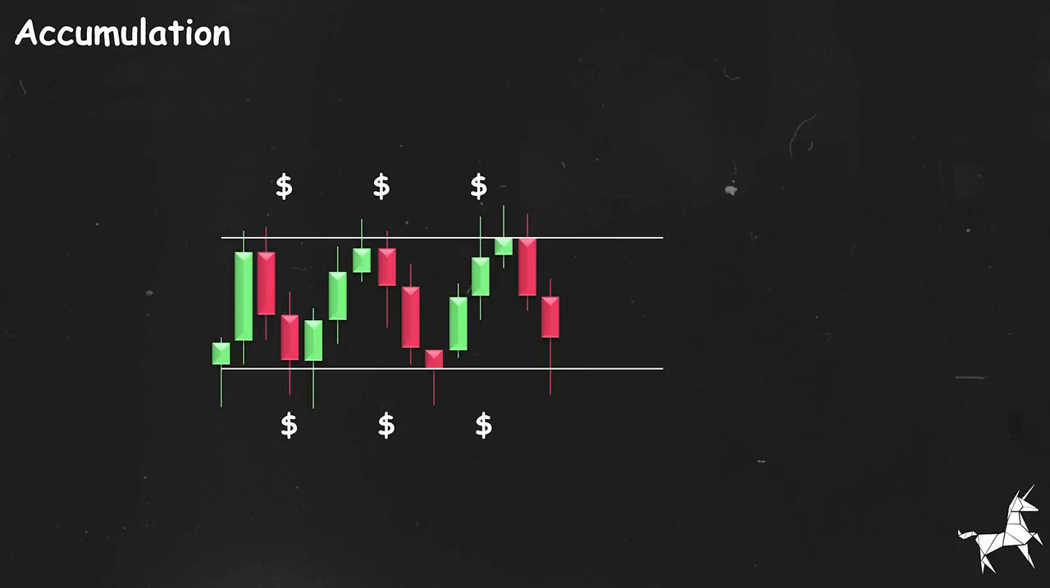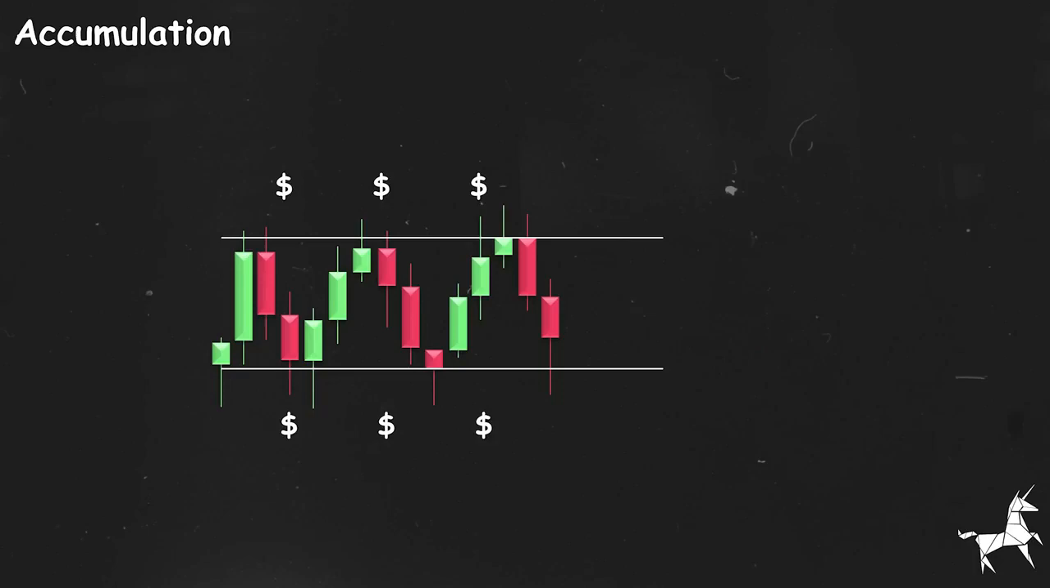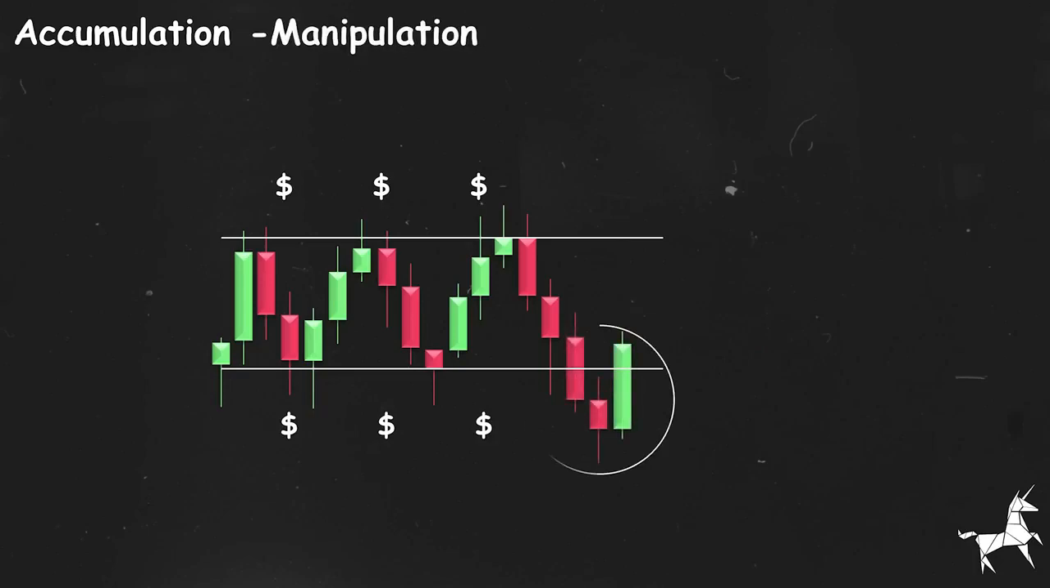For example, on a higher time frame, the chart might look something like this. The manipulation phase, on the other hand, refers to a situation where the accumulation phase is followed by a failed breakout, also known as a fakeout. So, what is a fakeout?